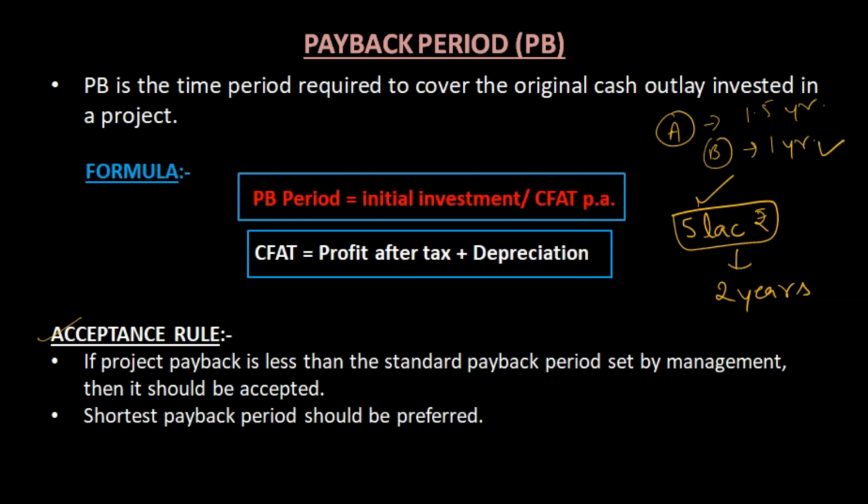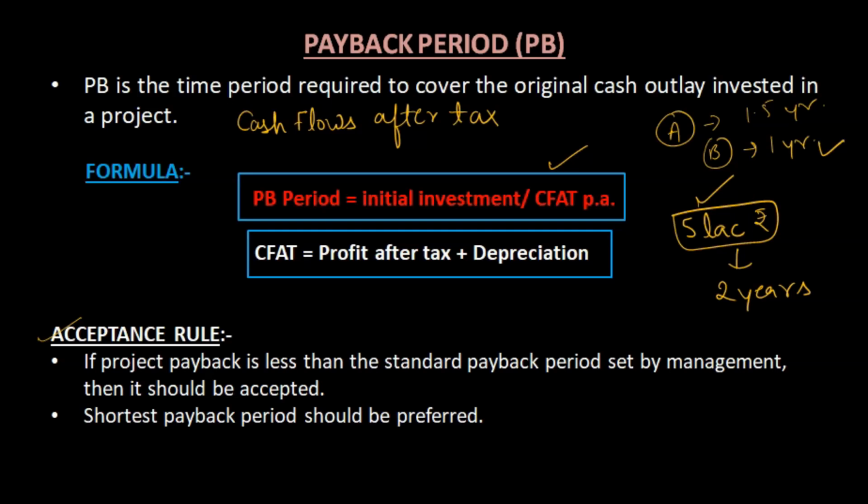Okay, now the formula is payback period equals initial investment divided by CFAT per annum. This is the formula. CFAT is nothing but cash flows after tax. It can be given in the question directly, or you have to calculate it. If it is given in the question, then that's fine. You have to take the initial investment, the original investment, and then divide it by CFAT per annum.